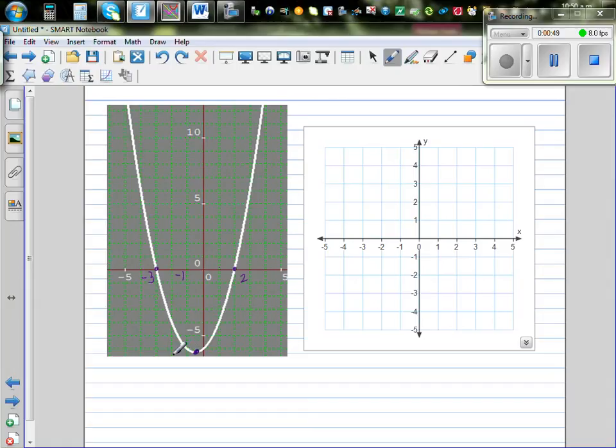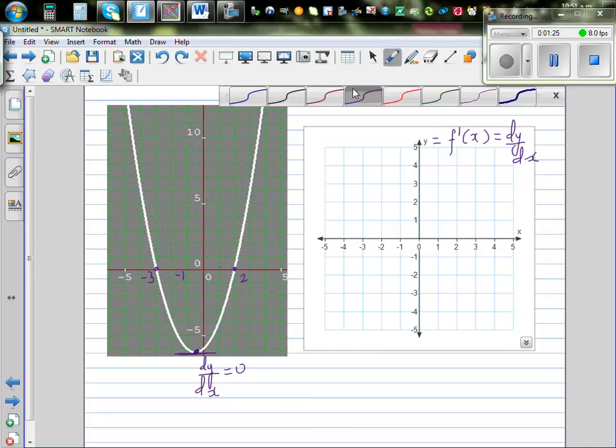At the turning point, if you have learned calculus, you should know the gradient at this point is 0, or you can say your dy by dx is equal to 0. So let's plot. This is your x-axis, and this is y equals f dash x, or dy by dx. So this is the graph of your gradient function. First, always look at the turning point or the critical point at -0.5. At -0.5, your gradient is 0. So let me plot this point.